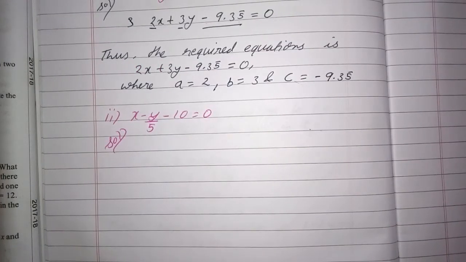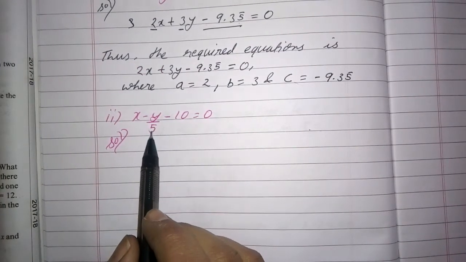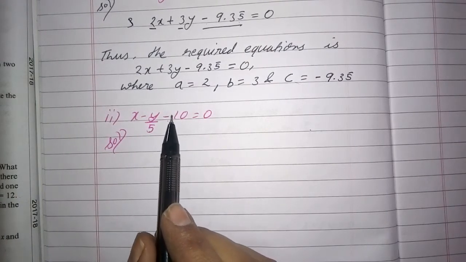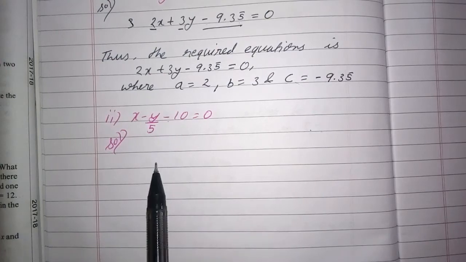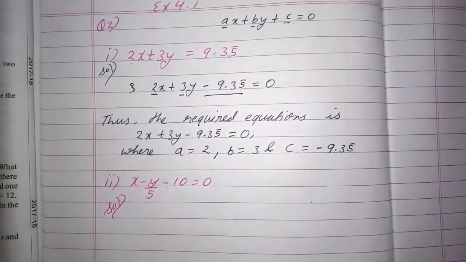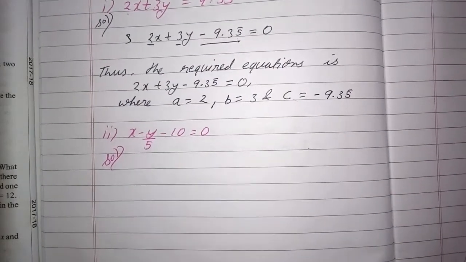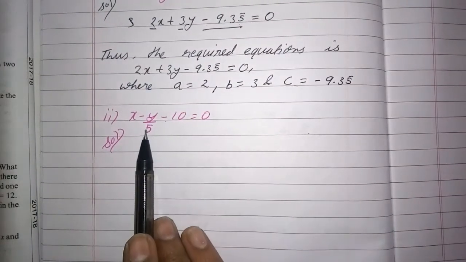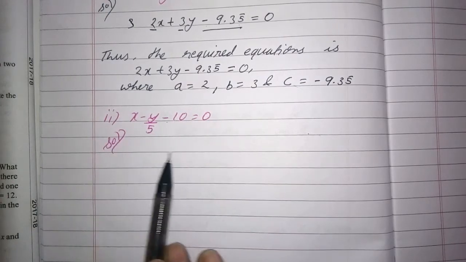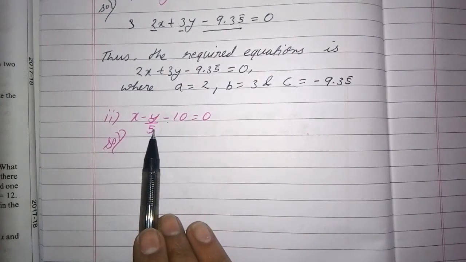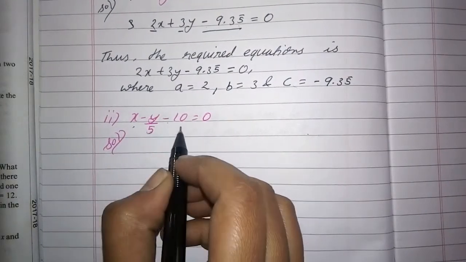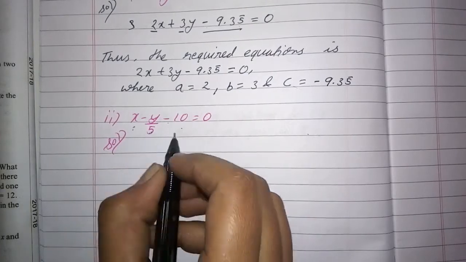Okay, now second part is x minus y upon 5 minus 10 equals 0. So first we'll express this linear equation in two variables in their general form. General form is ax plus by plus c equal 0. So first we have to remove this 5 in the denominator. So first we have to take the LCM, then we have to solve. So LCM of the denominators 1, 5 and 1 is 5.